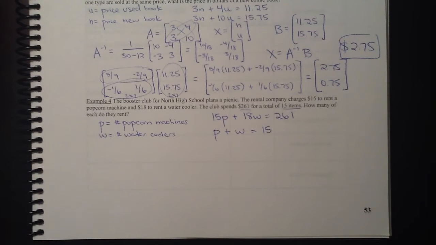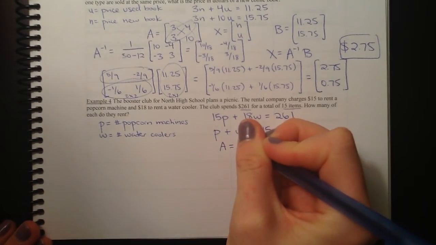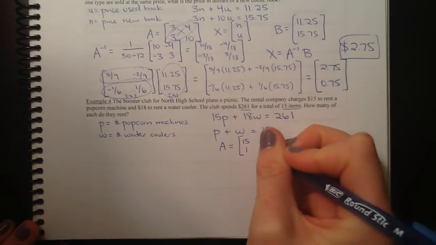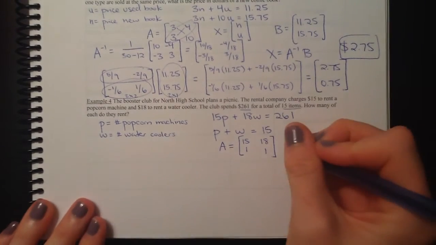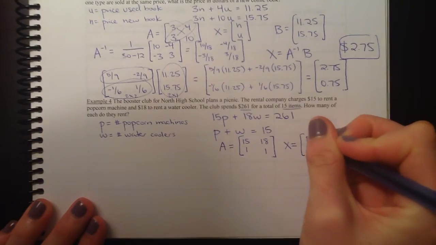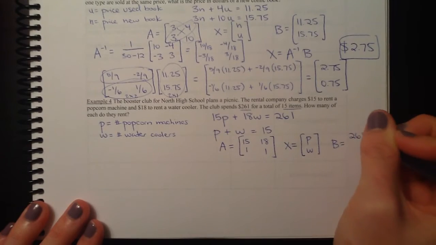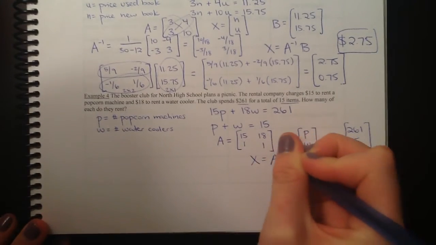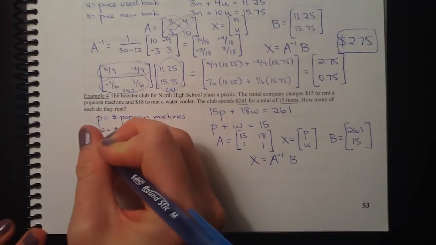So we're going to do the exact same thing that we did up there. So A is our coefficient matrix. So we're going to take the 15 and the 1 off of variable P, and 18 and 1 off of variable W. And then X is what we're trying to figure out. That's the P and the W, so we want to solve for those. And then B is our constant matrix, the 261 and the 15. Okay, so remember, according to our formula, if we want to get X, it's A inverse times B. So we want to find A inverse first, and then multiply it by B.